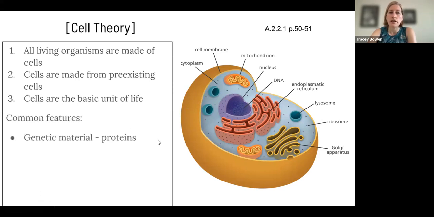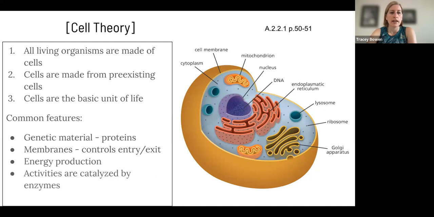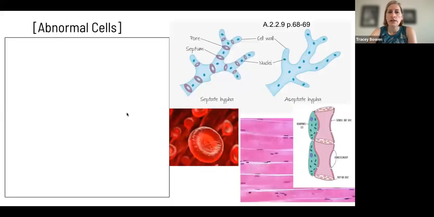Common features for all cells is that they have genetic material and proteins. They have membranes which control entry and exit of substances into the cell. They produce energy, and their activities are catalyzed by enzymes, which are also proteins. So all of this, or a lot of it, is happening in the cytoplasm, which is where metabolism is going to happen. And metabolism is these enzyme-catalyzed reactions. But of course, our genetic material is going to be in here in this purple circle, which is called the nucleus.